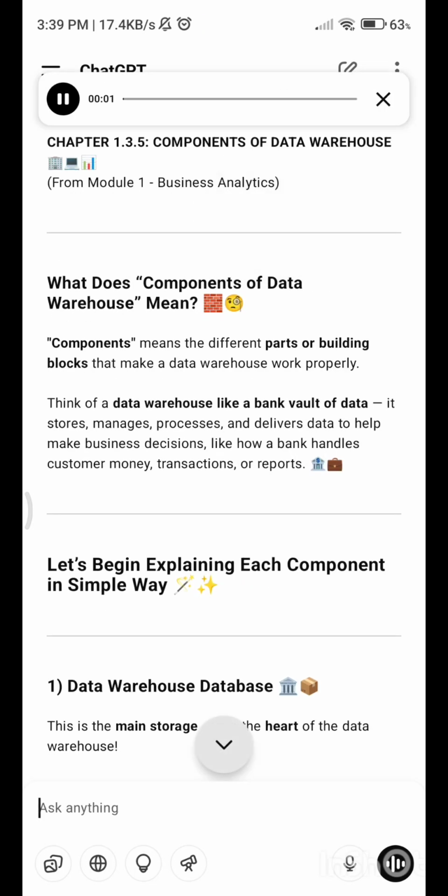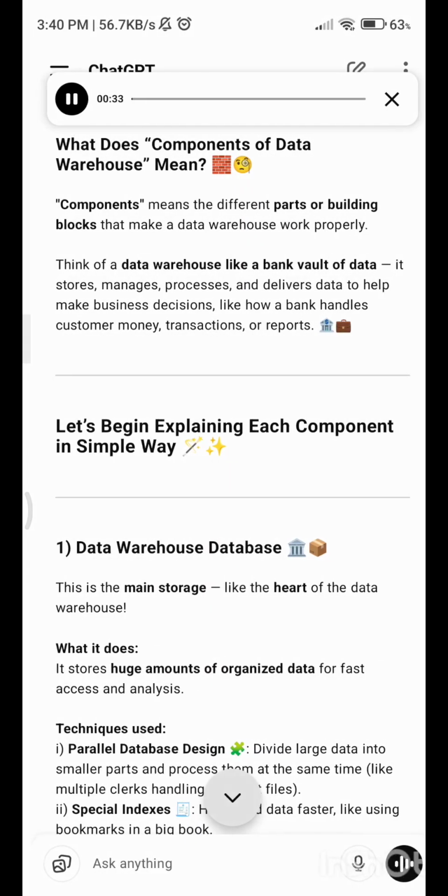Chapter 1.3.5 Components of Data Warehouse. From Module 1, what does components of data warehouse mean? Components means the different parts or building blocks that make a data warehouse work properly. Think of a data warehouse like a bank vault of data. It stores, manages, processes, and delivers data to help make business decisions, like how a bank handles customer money, transactions, or reports.